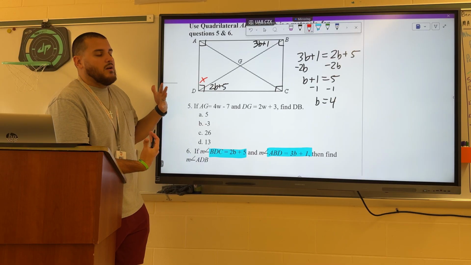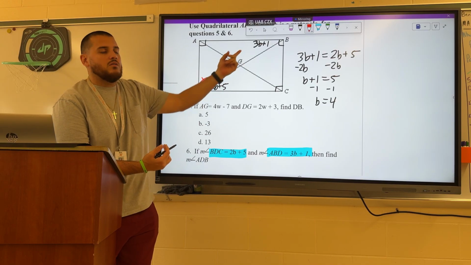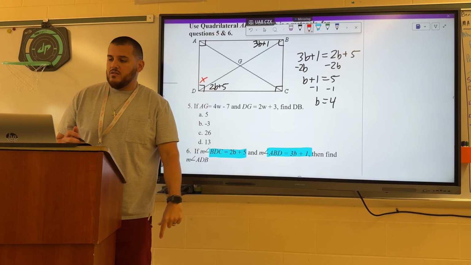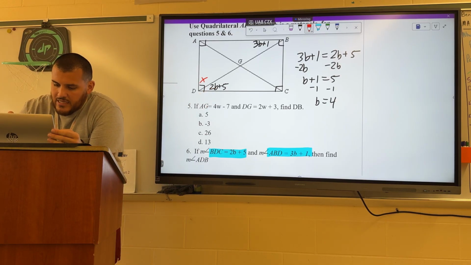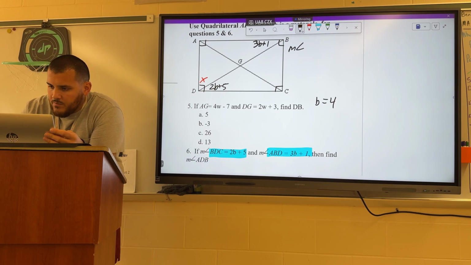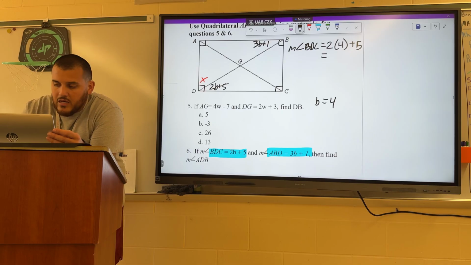What do I do? Again, if you're not sure, just plug it into the stuff that you already have. Find out some more information. For example, I'm going to plug it in here to this 2B plus 5. So that is angle BDC. I'm going to plug that B equals 4 into here. BDC is 2B plus 5, and I know my B is 4, so 2 times 4 plus 5. Well, 2 times 4 is 8. 8 plus 5 gives me 13 degrees.